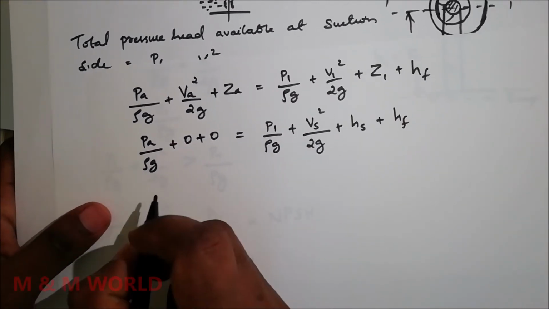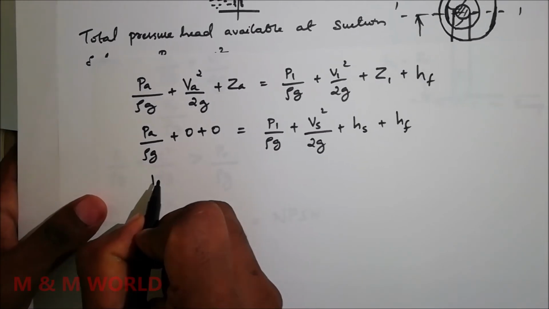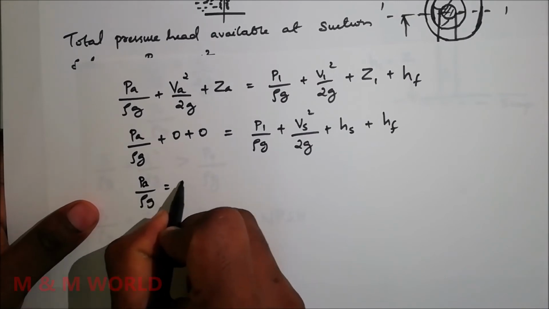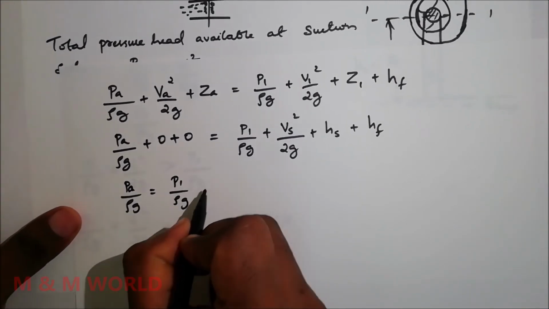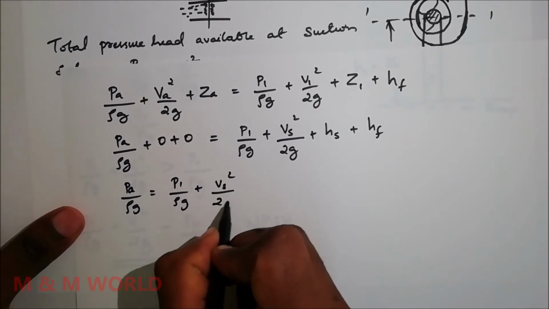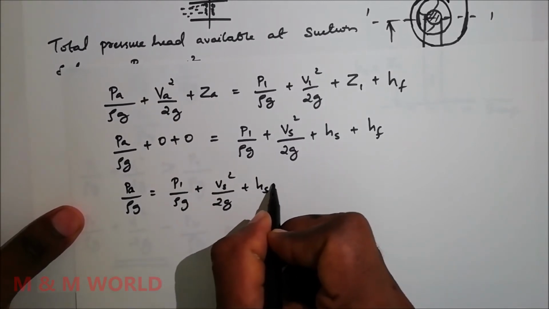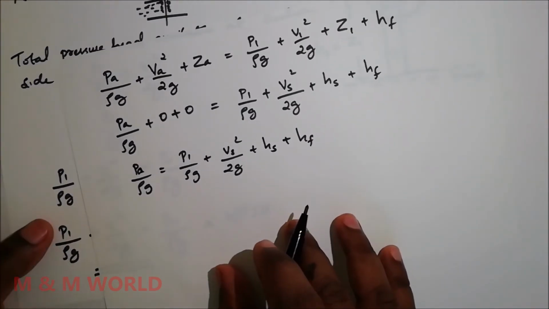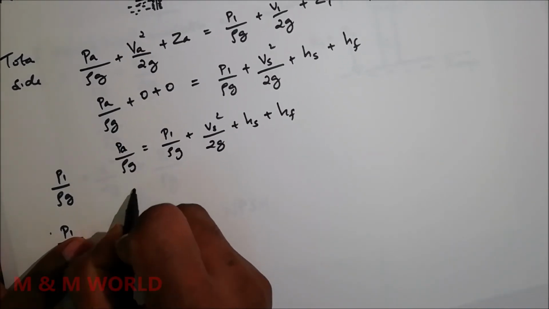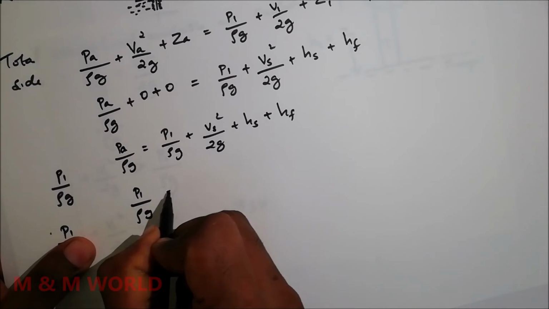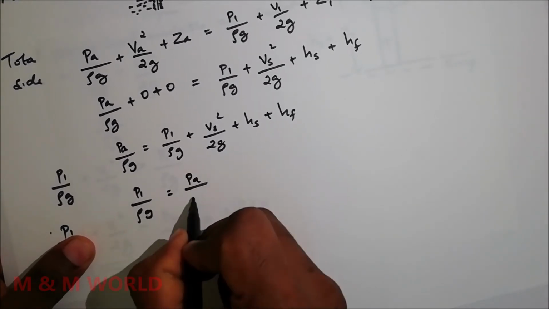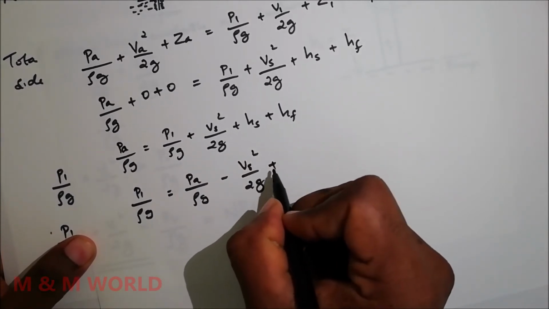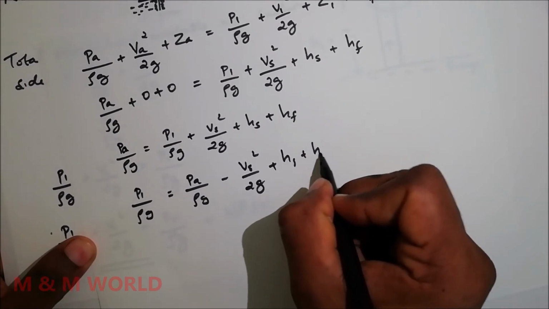So Pa by rho g is equal to P1 by rho g plus Vs square by 2g plus Hs plus the losses. Then from here we can write P1 by rho g is equal to Pa by rho g minus Vs square by 2g minus Hs minus Hf.